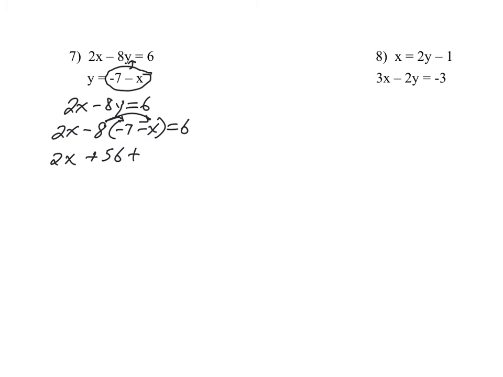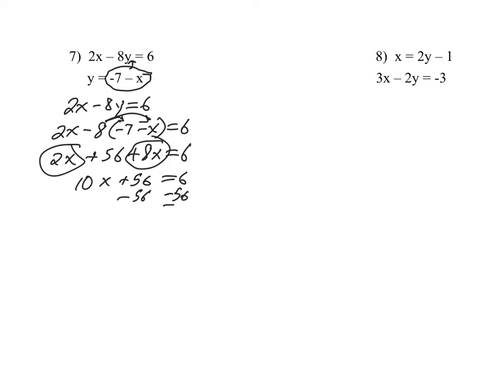And positive 8x. Now I have like terms, clear over here and over here. So I have 10x plus 56 equals 6. Take away 56 from both sides. I get 10x here. Again, those zero out. And 56 take away 6 is 50, but because the 56 rather was negative, we keep the negative sign. Now I divide by 10 on both sides, and I get x equals negative 5.